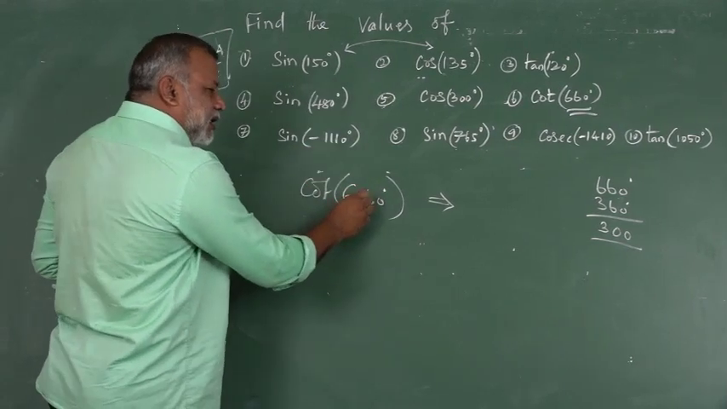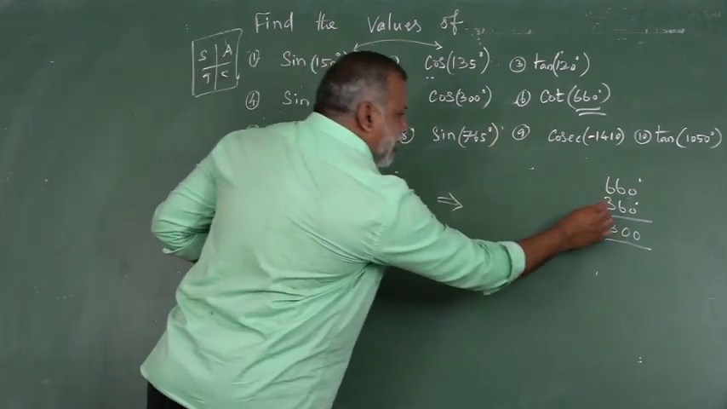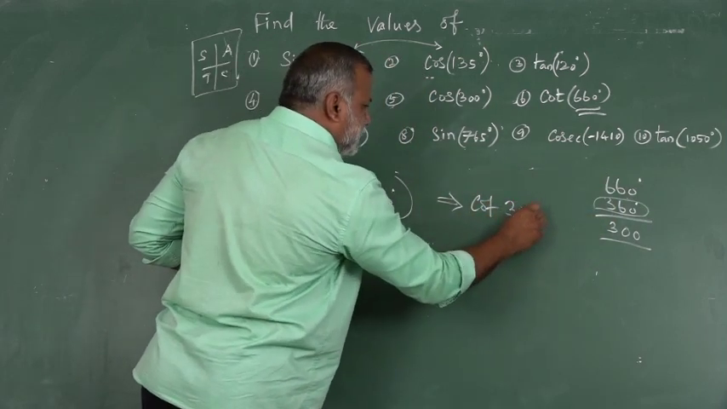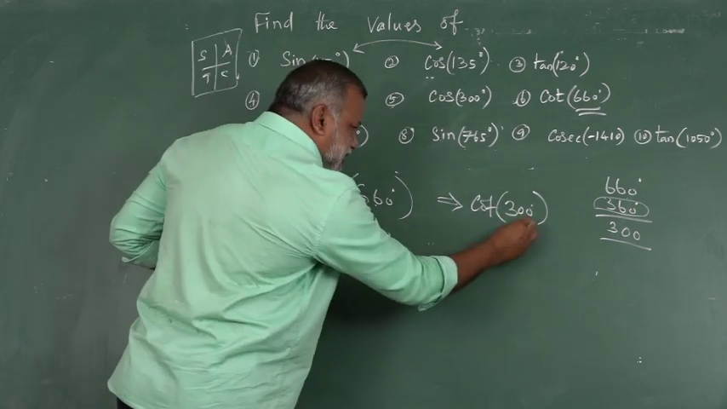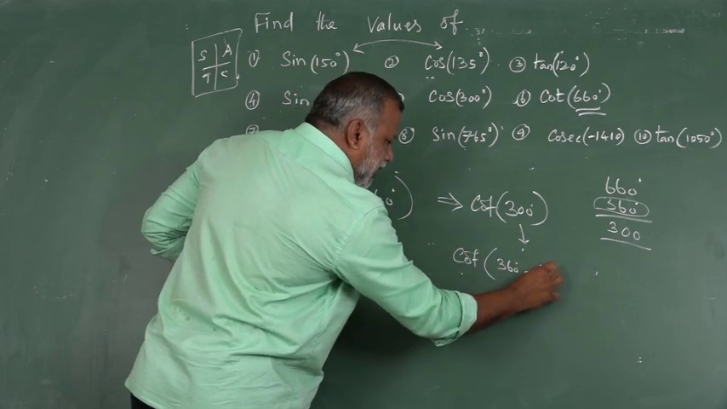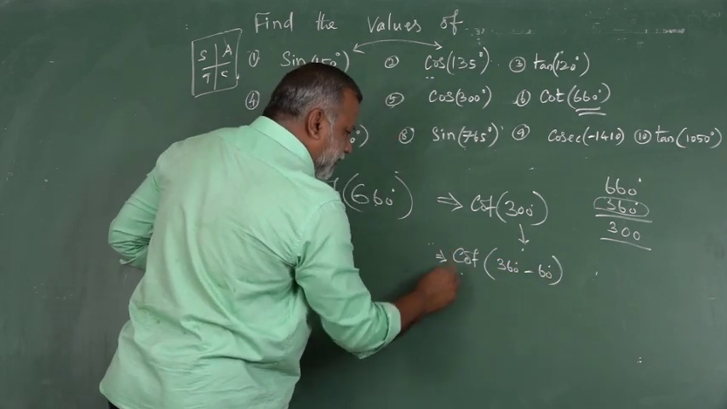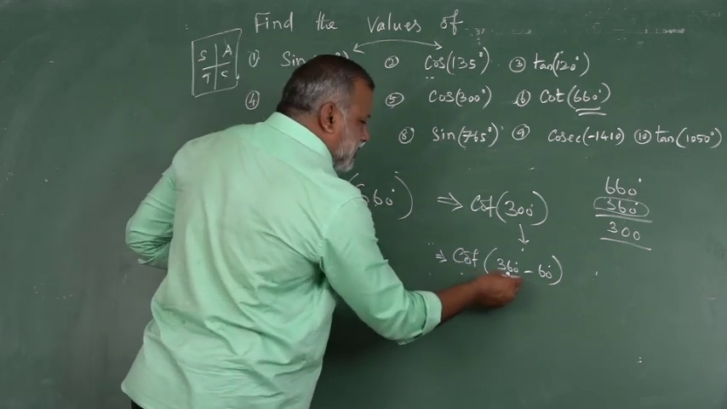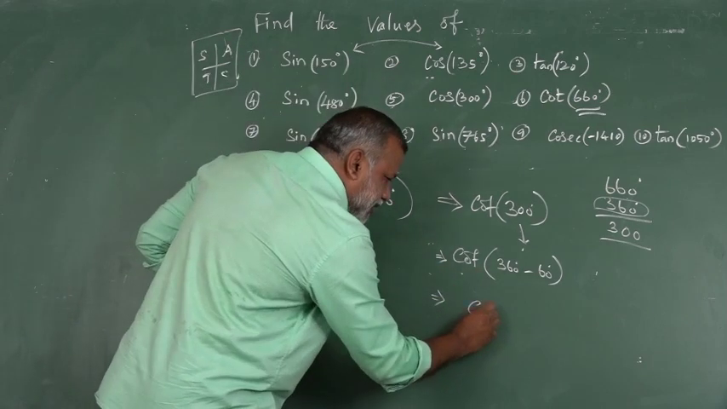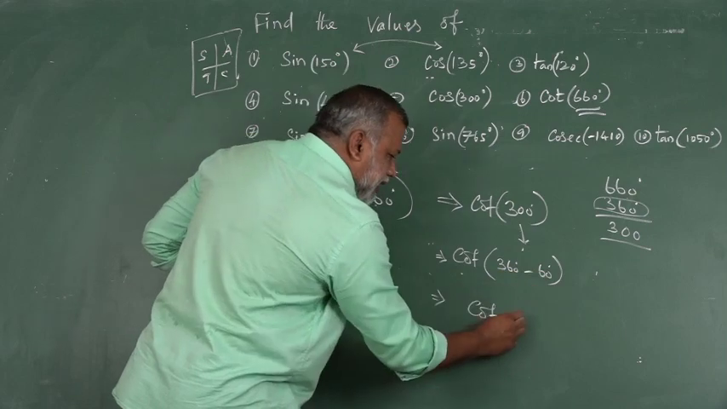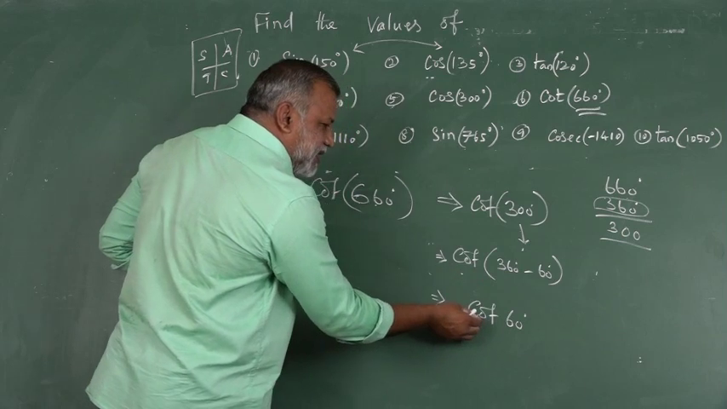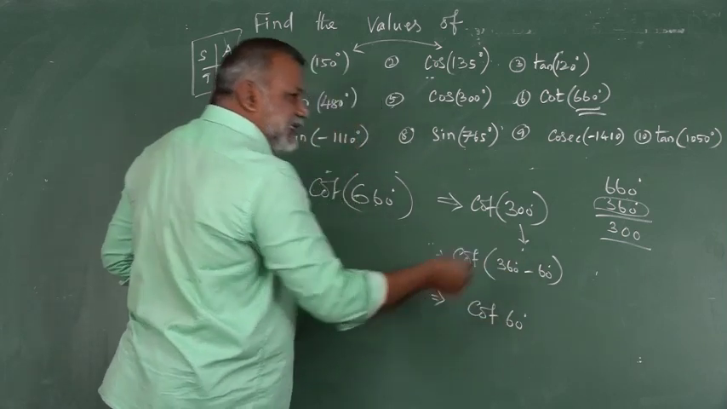So the given angle is cot 660. We can eliminate one complete rotation. Then the remaining is cot 300. Now this 300 degree can be split in the form of 360 minus 60. So cot of 360 minus 60. Now 360 comes, so apply the same function, cot. Then instead of theta, you are having 60 degree.